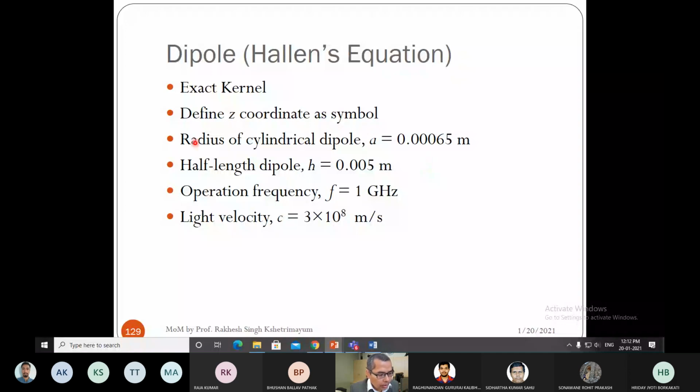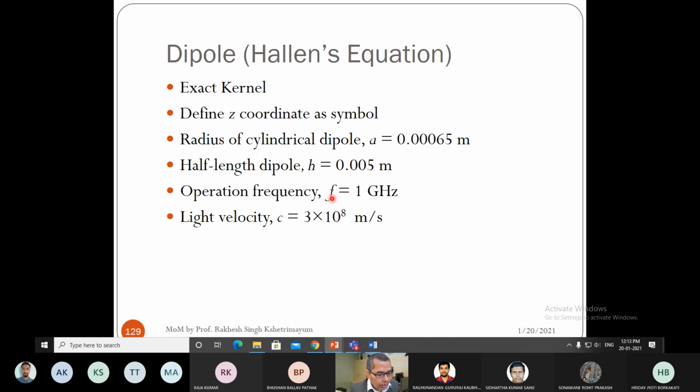First, let's define the radius of the cylindrical dipole, and it's very small. A is equal to 0.0065 meter. This is a typical value of radius of a cylindrical dipole we will use for our programming exercise in class. This is the half length of the dipole. Total length is 2h, around 0.05 meter. You can observe that h is much larger than A. That was one of the conditions for the thin wire approximation.